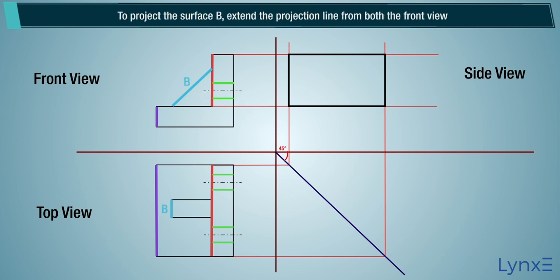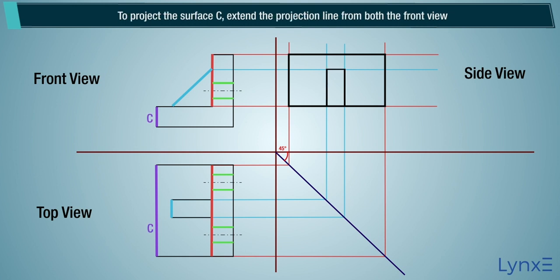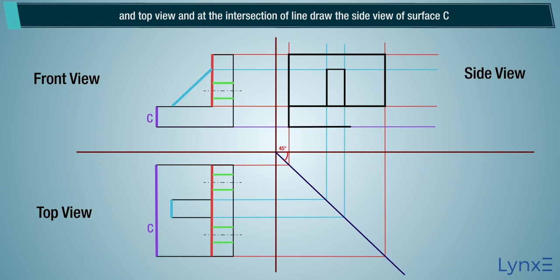To project the surface B, extend the projection line from both the front view and top view, and at the intersection of the line draw the side view of surface B. To project the surface C, extend the projection line from both the front view and top view, and at the intersection of the line draw the side view of surface C.